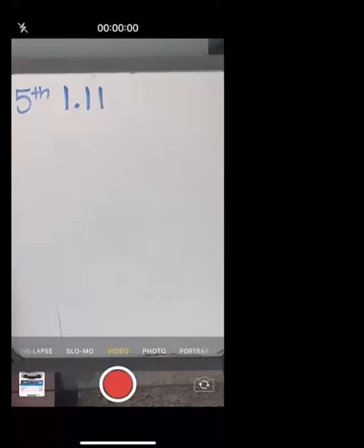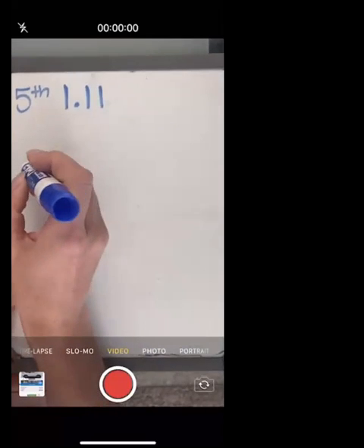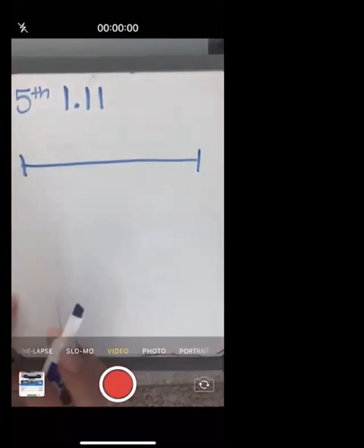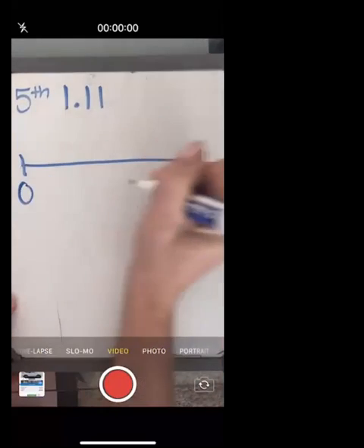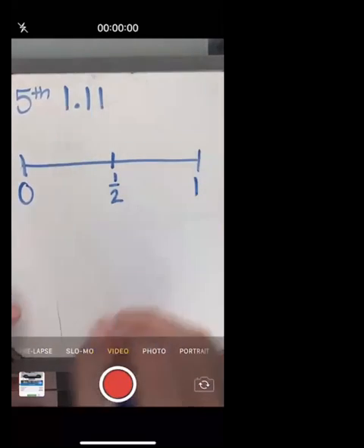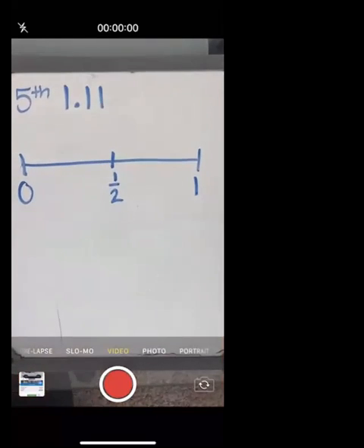All right, so today I want to review first our fraction benchmarks. So let's do this in your notebook with me. We're going to just draw a really quick basic number line. And we have 0, 1/2, and 1. So these are just like our benchmark fractions.